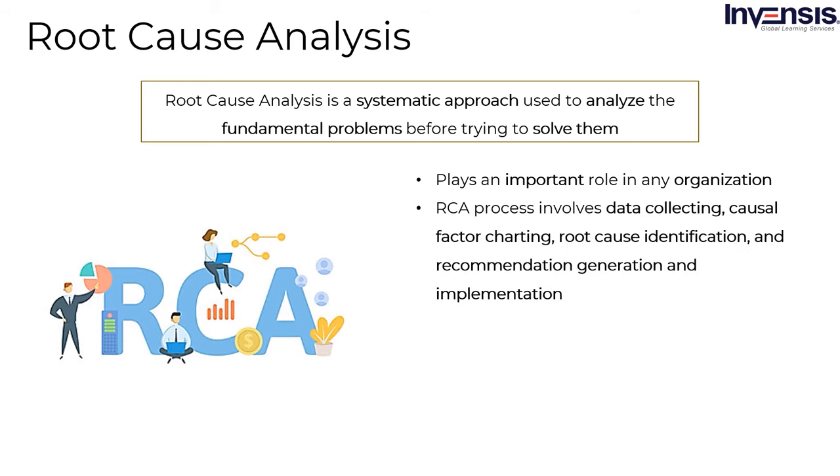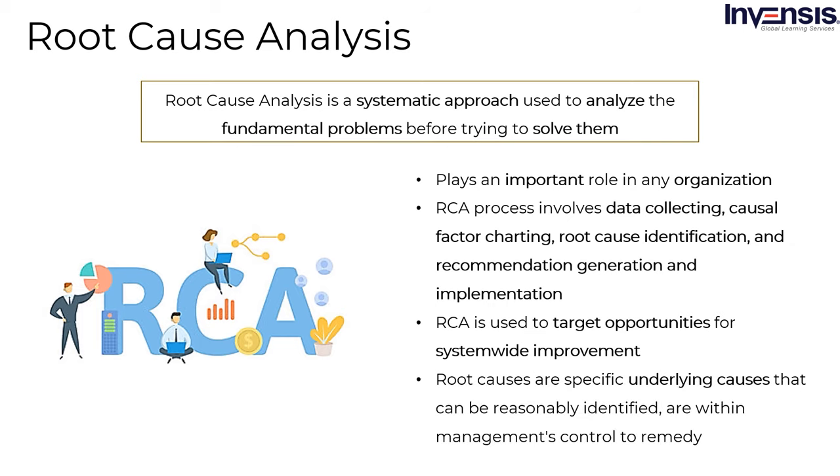The RCA process usually involves data collecting, causal factor charting, root cause identification, and recommendation generation and implementation. It's typically used when something goes badly, but can also be used when something goes well. Within an organization, problem solving, incident investigation, and root cause analysis are all fundamentally connected. Upon that, RCA may be used to target opportunities for system-wide improvement. Root causes are specific underlying causes that can be reasonably identified, are within management's control to remedy, and which generate effective recommendations to prevent recurrences.